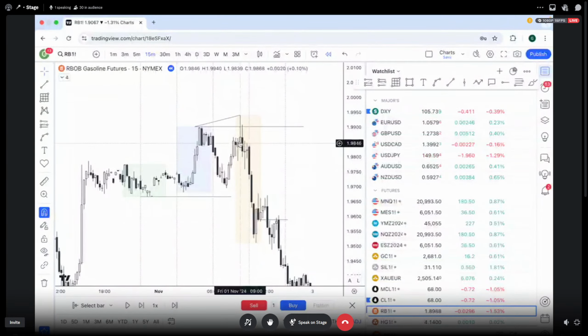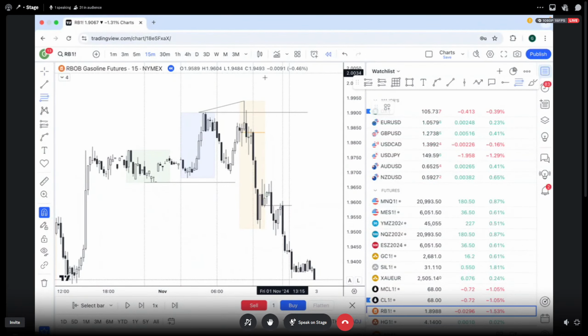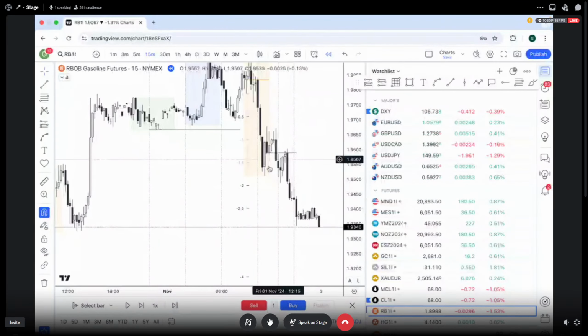From this high, you see this little CSD right here, good entry. And then just manage it. You don't have to TP right here, but you can use a projection and stuff. But like we know price is going to go right here at this point. And then you can just manage it, right? You have stuff to the left if you really wanted to.